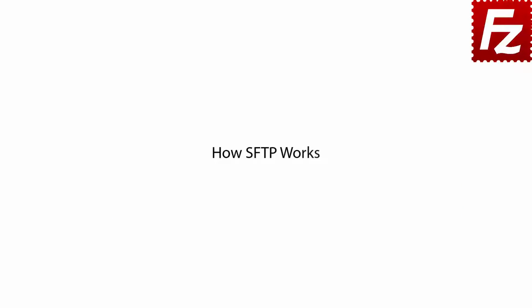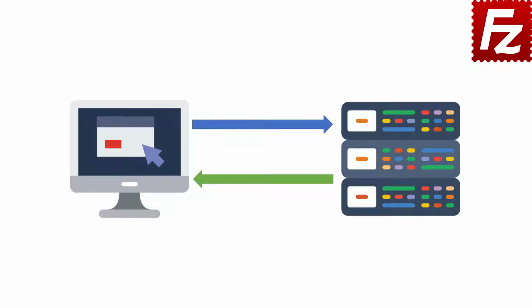How does SFTP work? SFTP is a complex protocol. In this video, we give a detailed explanation on how SFTP connections are established. A client like FileZilla or FileZilla Pro sends a connection request to the server. The server sends the SSH welcome message with the highest supported protocol version. The client then sends its SSH welcome message with its highest supported protocol version.